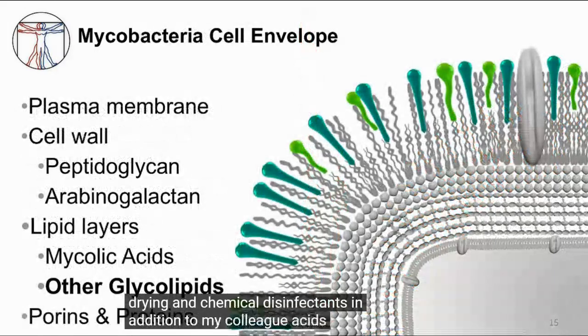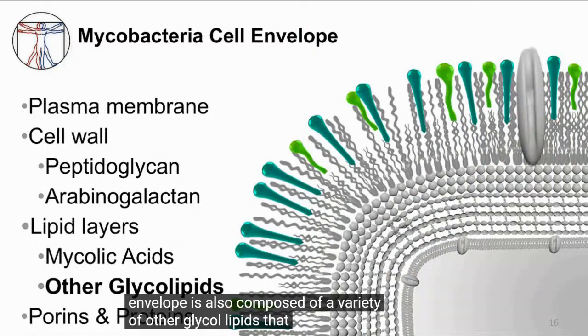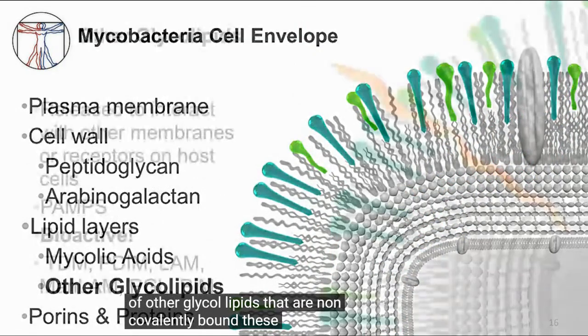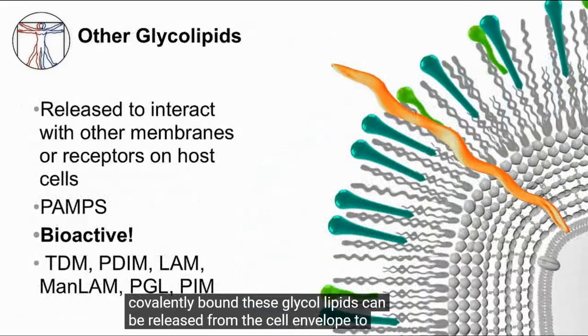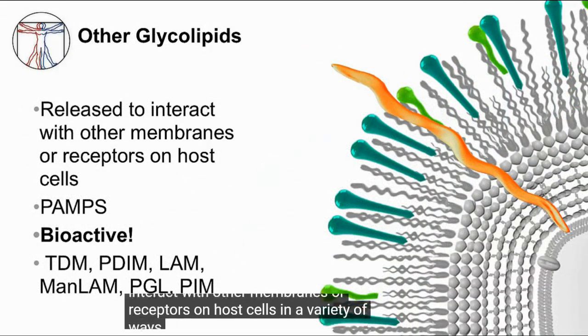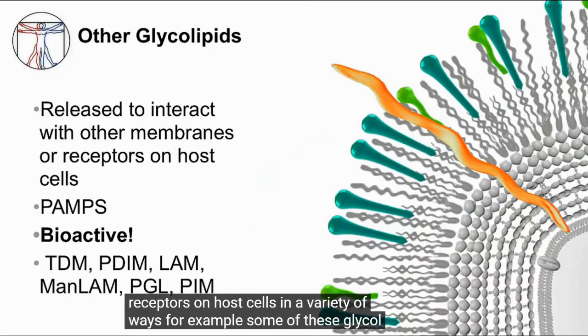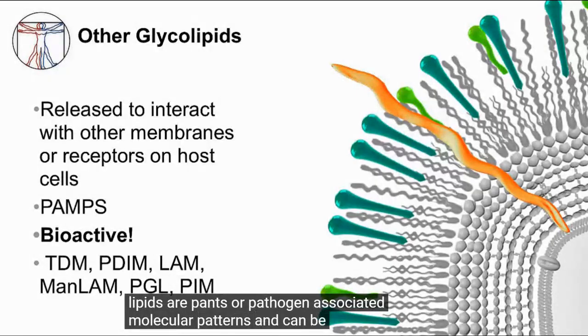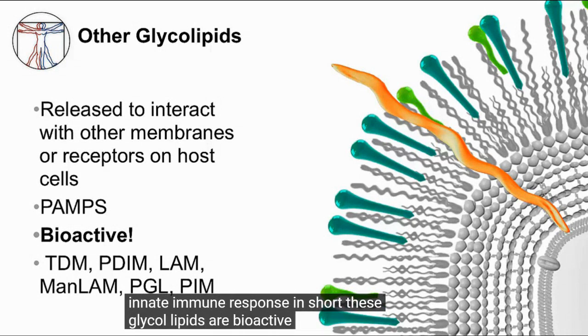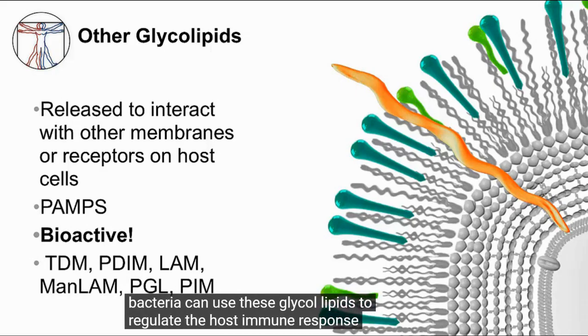In addition to mycolic acids, the cell envelope is also composed of a variety of other glycolipids that are non-covalently bound. These glycolipids can be released from the cell envelope to interact with other membranes or receptors on host cells in a variety of ways. For example, some of these glycolipids are PAMPs, or pathogen-associated molecular patterns, and can be recognized by toll-like receptors, initiating an innate immune response. In short, these glycolipids are bioactive. Mycobacteria can use these glycolipids to regulate the host immune response.